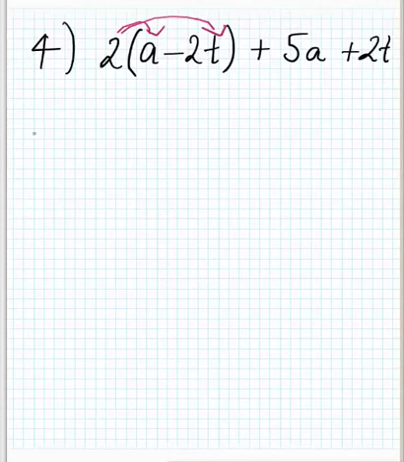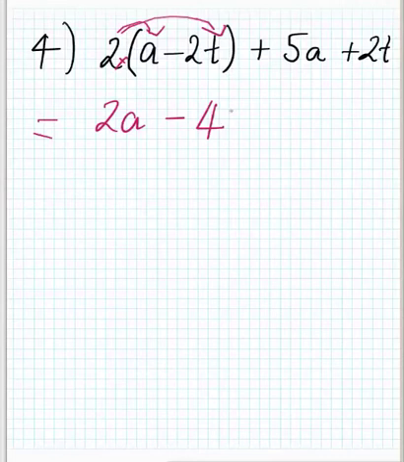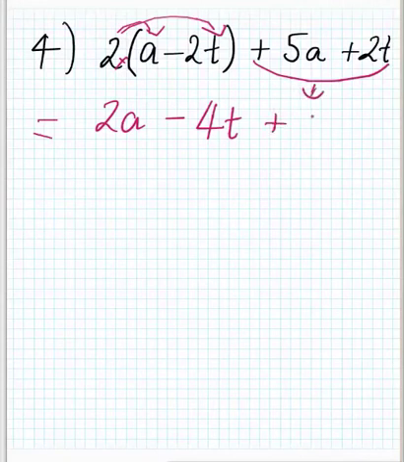If there are like terms. So first, let's expand our brackets. So 2 times a is just 2a. There's a minus in the middle. And then 2 times 2t, well, 2 times 2 is 4, and t will just sit there. There's nothing else. And now don't forget the rest of this. Make sure you write it down also. So we have plus 5a and then plus 2t.